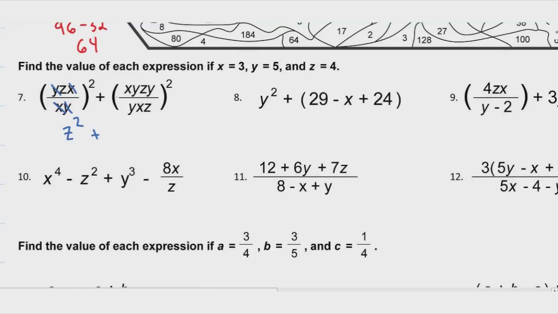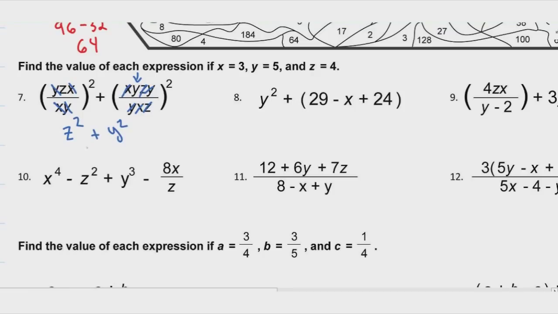If we come over to the next part, wait a second, we got an x there and an x there, we can cross them out. We have a y there and a y there, we can cross them out. We have a z there and a z there, and we can cross them out. You see how I crossed out the same letter or the same variable on the top and the bottom. That's cross-canceling or cancellation. So all we're left with is this little y right here. And y squared is what we're left with.